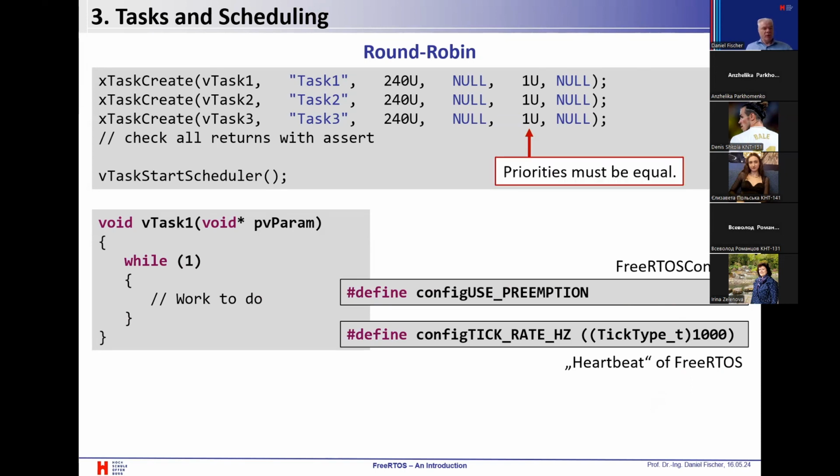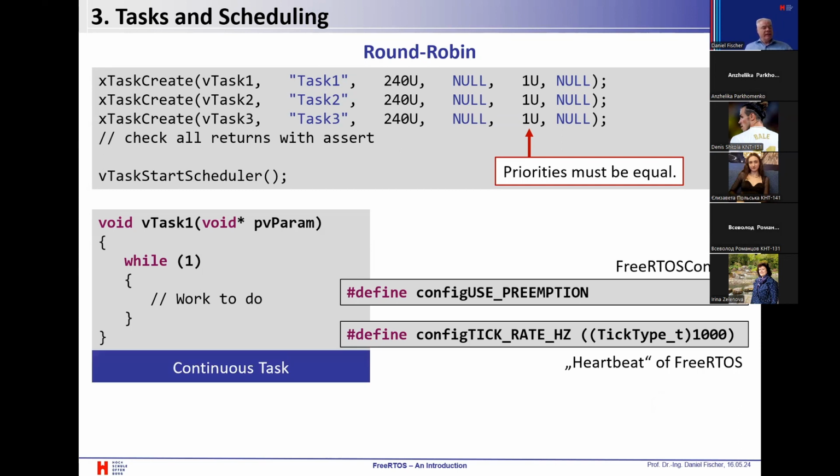Very important, priorities must be equal. This is very important that they are equal. This kind of task has a specific name. It's a continuous task. Continuous task, here they are running always through this endless loop.